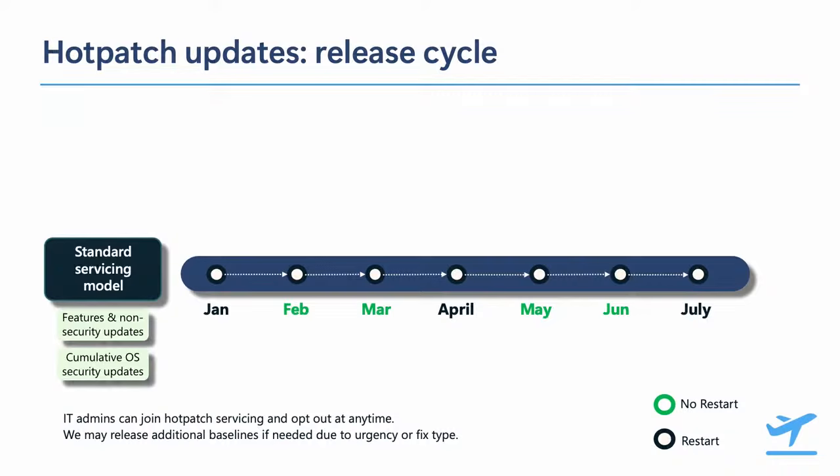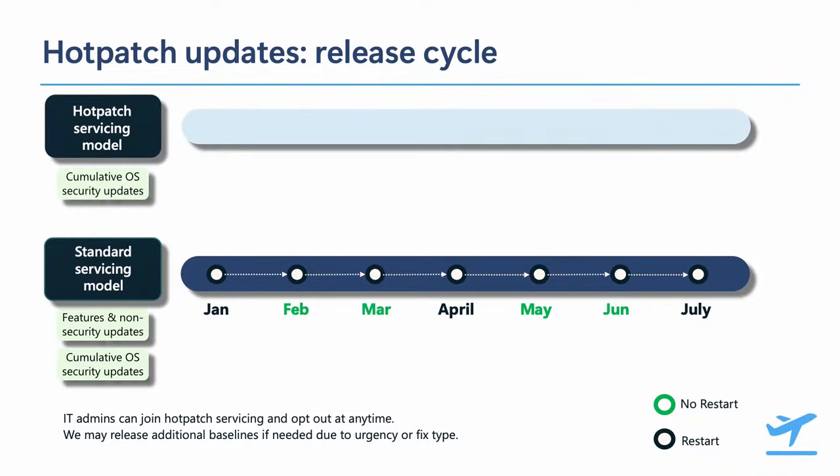On this slide, we're first showing the standard servicing model. This is the update you get now every month without opting into Hotpatch servicing. In a standard servicing model, once a month, you get one update that includes features and non-security updates, as well as the cumulative OS security update. In the Hotpatch servicing line, we will only be receiving the cumulative OS security update.